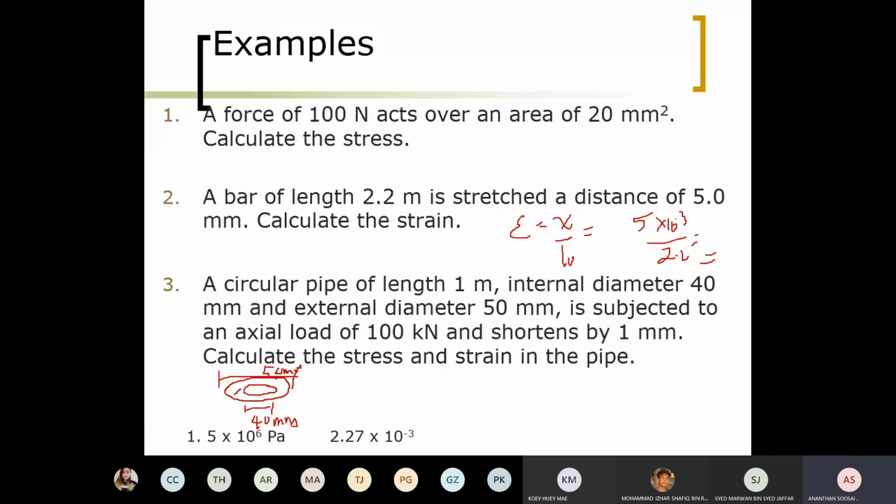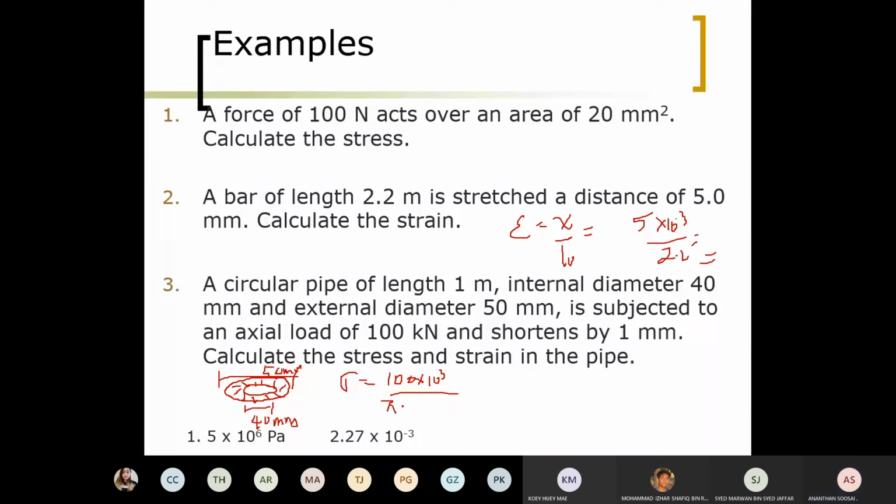So the area you must use is only the area which has the material. Only this area you have to use. So stress is what? Force over area. Force is 100 kilonewton, so 100 times 10 power of 3. Which area do you use? The area where the material lies. That means you must use what?